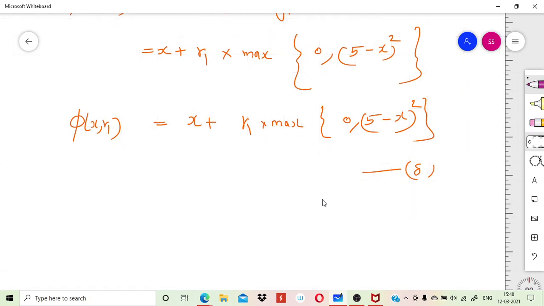In the next class we will actually solve a problem by using this exterior penalty function method.